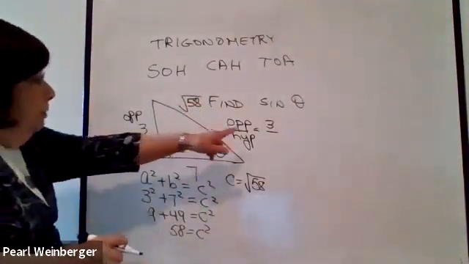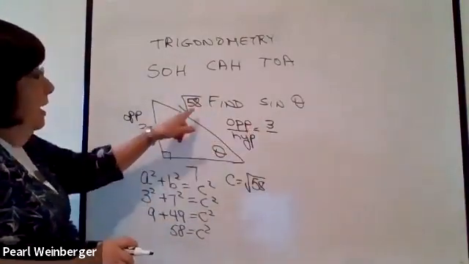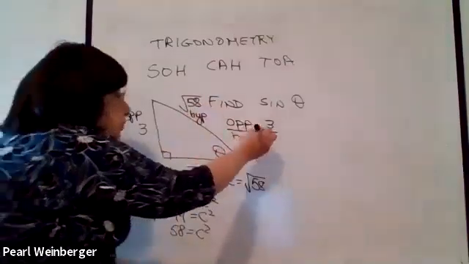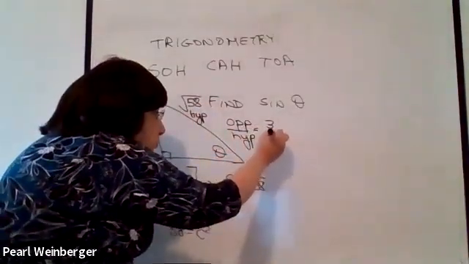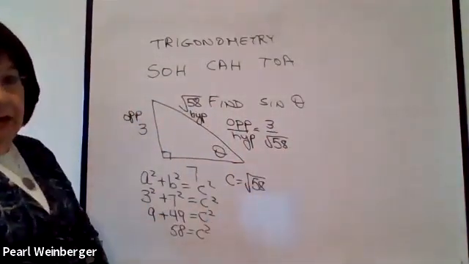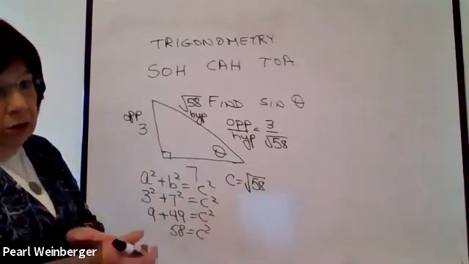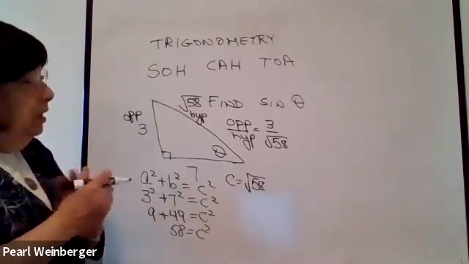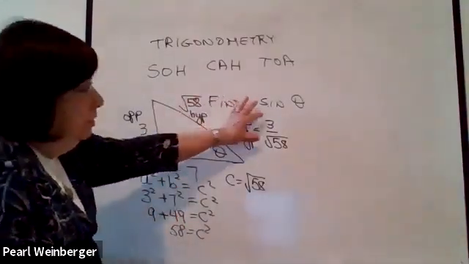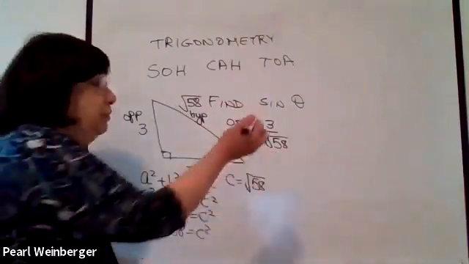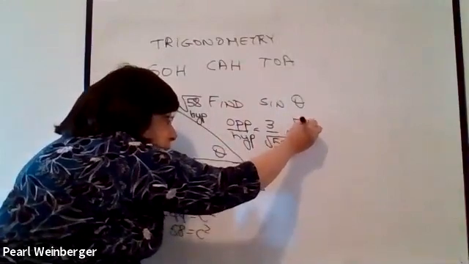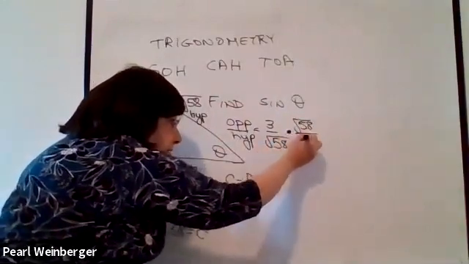So now, remember, I knew that the opposite was 3. I now know that the hypotenuse is the square root of 58. So the answer to this question is 3 over radical 58. But again, like we had before, we have a radical in the denominator. If the radical would be on top, I wouldn't have any problem with it. But here the radical is in the denominator, so I have to rationalize it by multiplying by radical 58 over radical 58.